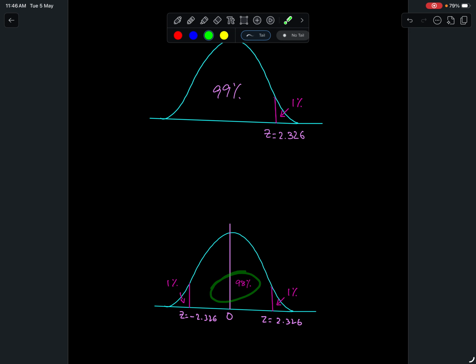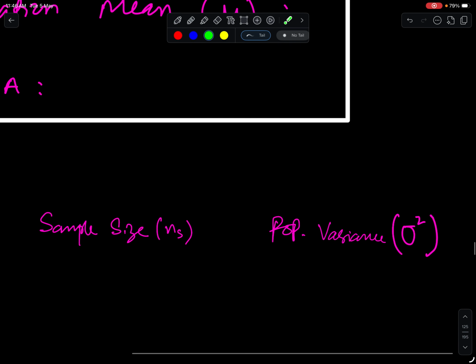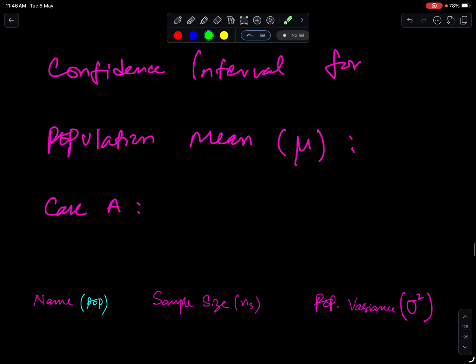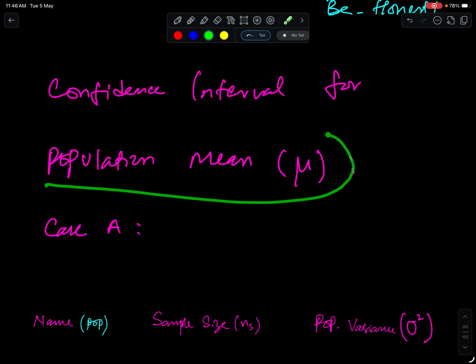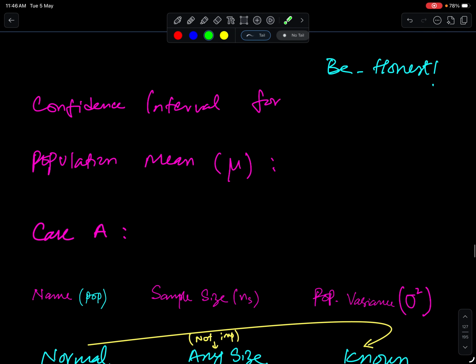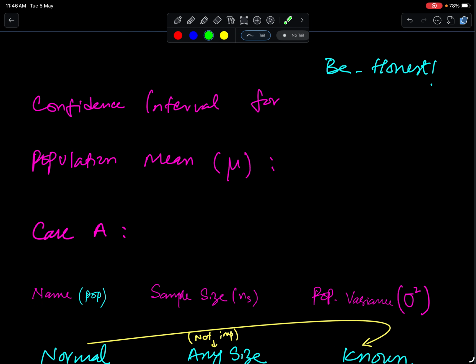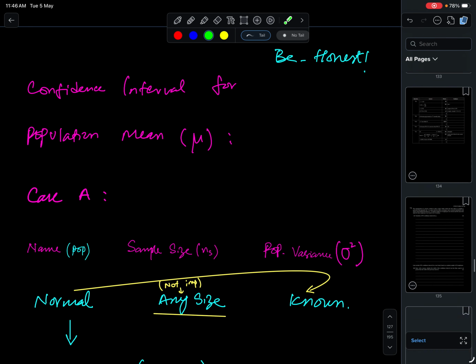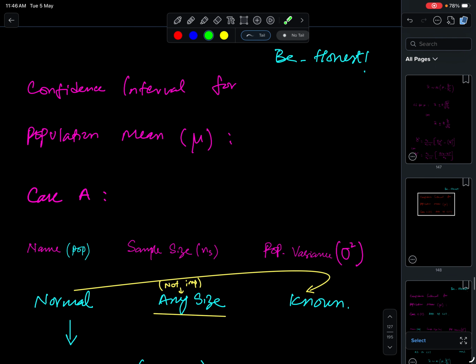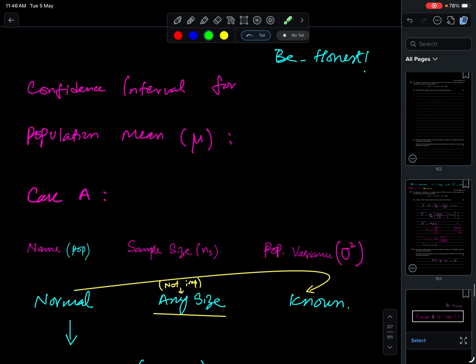98% confidence interval limits in terms of z. Now case A: name of population, sample size, population variance. So the confidence interval for population mean mu, case A. Let me explain these cases from this table, because I have to discuss hypothesis testing as well.